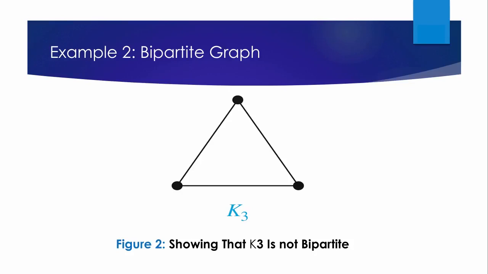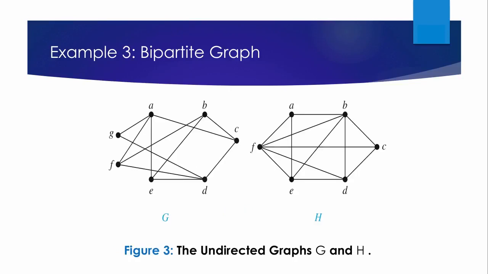Let us take one more example. Are the graphs G and H displayed in figure 3 bipartite? Graph G is bipartite because its vertex set is the union of two disjoint sets, which are {A, B, D} and the second set {C, E, F, G}. And each edge connects a vertex in one of these subsets to a vertex in the other subset.